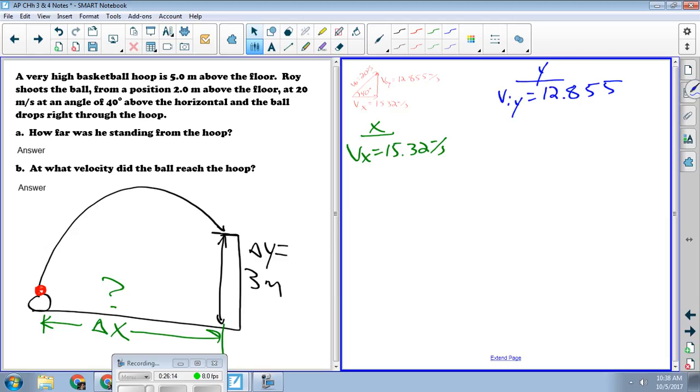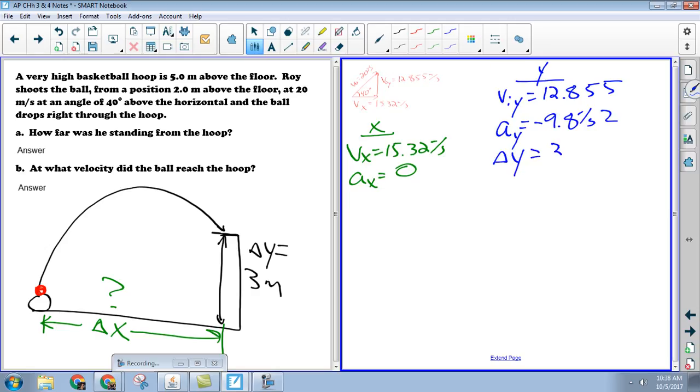I like VIY better, and I'm trying to get in the habit of using O, but it's going to be a fighting battle. All right, what else do we know about vertical? Oh, acceleration is negative 9.8 meters a second squared. I guess technically I also know AX is 0, right? I don't think you need to write that down every time, but it's a thing we know. All right, what else do we know vertically? Delta Y is 3 meters.